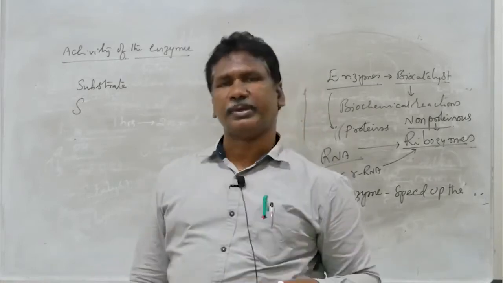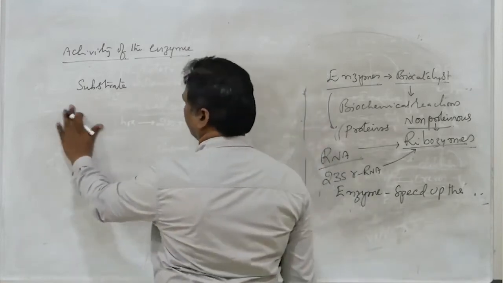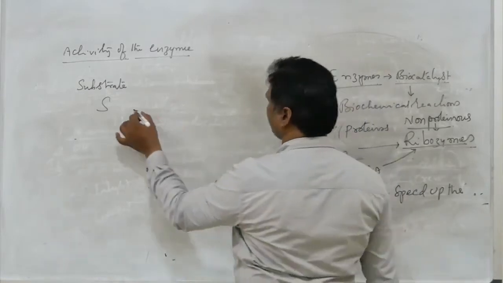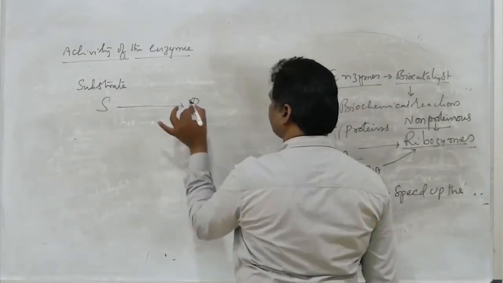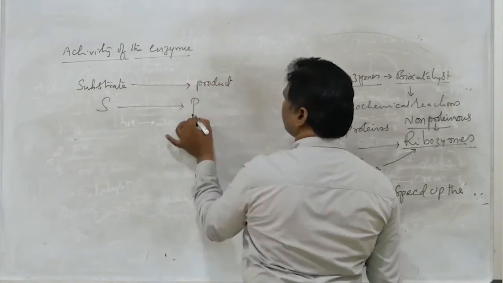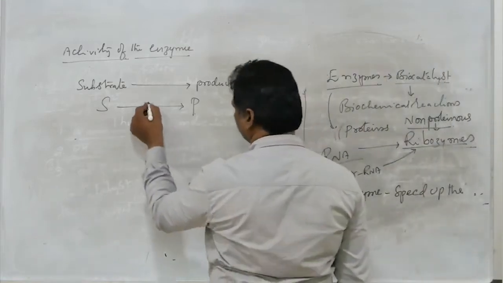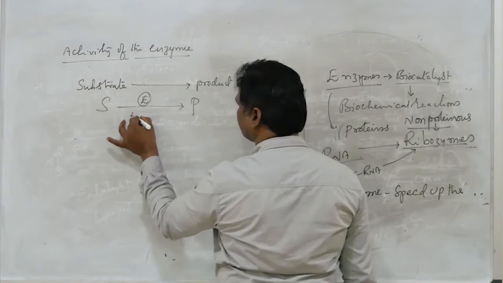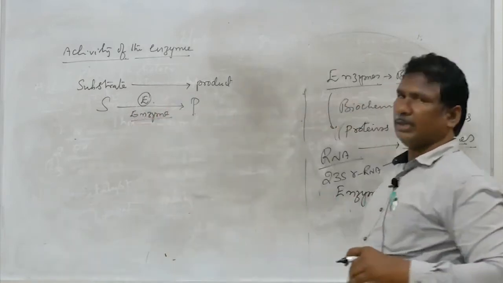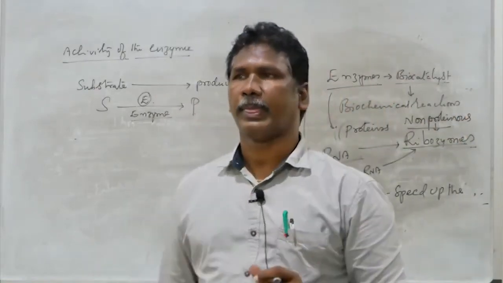Those reactants are simply called the substrate here, denoted by S. After that enzymatic activity, the substrate is converted into product. So P stands for product, and E means enzyme. S is substrate, P is product, E is enzyme. Okay?